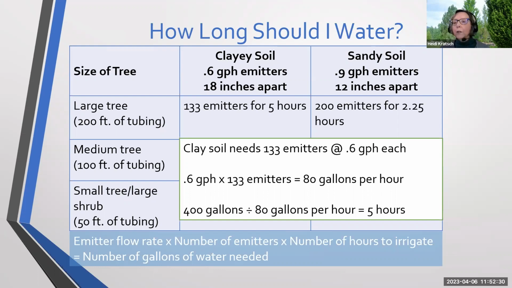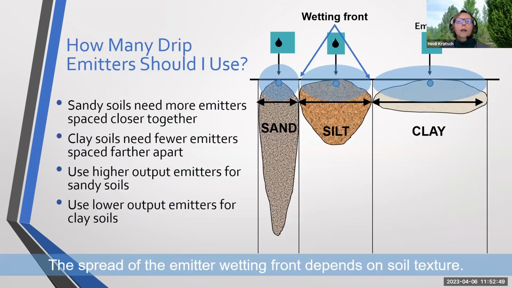Now you know that you need to have 400 gallons going to that tree. So you divide 400 by 80 gallons per hour, and that tells you you need to irrigate for 5 hours. So it's pretty easy to calculate a good schedule for your trees once you know the right information and how to use it. Let's talk about why different soil textures require different output emitters.